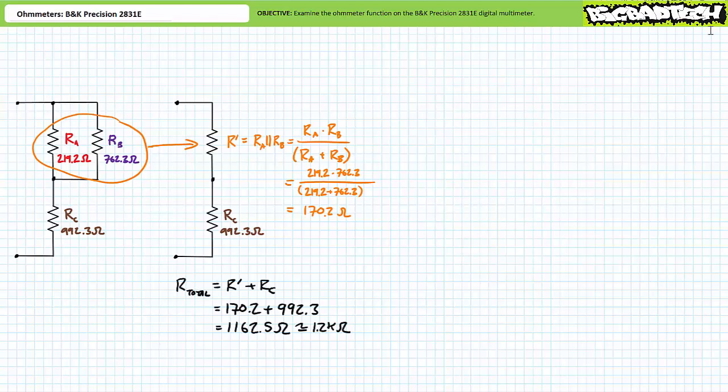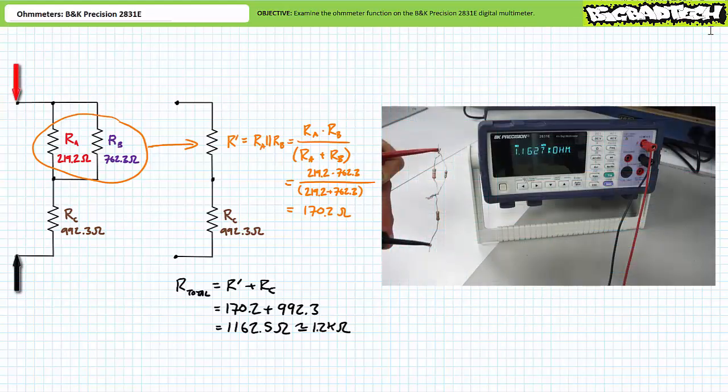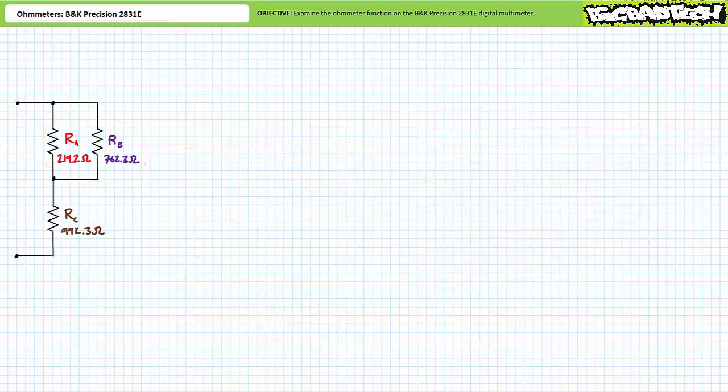The total resistance of this series parallel circuit is our imagined resistor R single prime in series with resistor C. When R single prime is taken in series with resistor C, we might expect the total resistance of this series parallel combination to be 1,162.5 ohms, or roughly 1.2 kiloohms. The ohmmeter confirms this fact to a reasonable degree of accuracy. Let's use this circuit to examine the measurement of resistances internal to a larger circuit.